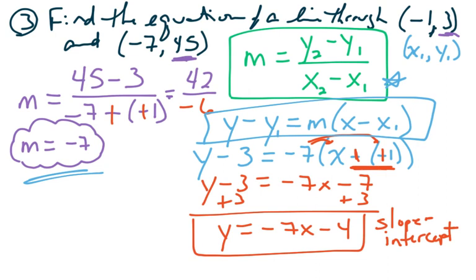The third way, they might just give you 2 points. Well, we know how to find the slope if they give us 2 points. We plug it into the formula for slope. Once we have the slope, we take that with one of the points, it doesn't matter which one, just make sure it's the same pairing together, and plug it into the point-slope form again.